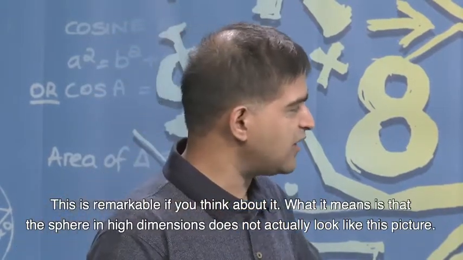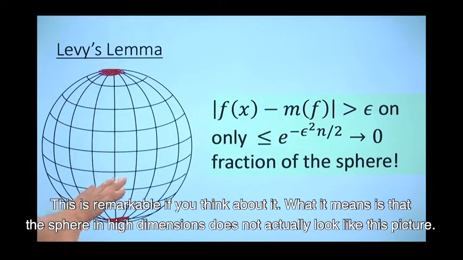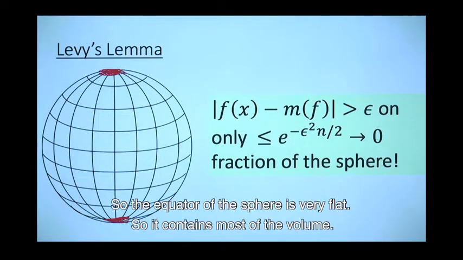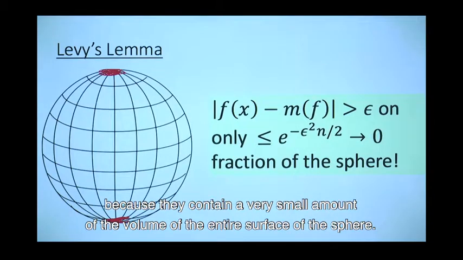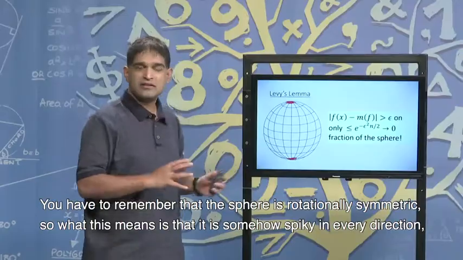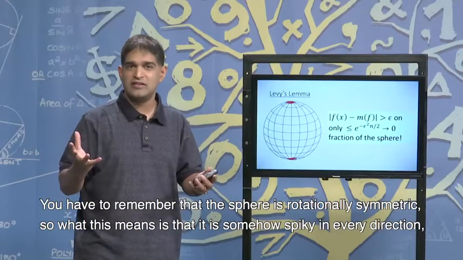What it means is that the sphere in high dimensions does not actually look like this picture. So, the equator of the sphere is very fat. It contains most of the volume, and the poles, such as the regions denoted by the red, are actually very spiky, because they contain a very small amount of the volume of the entire surface of the sphere. But then you have to remember the sphere is rotationally symmetric.